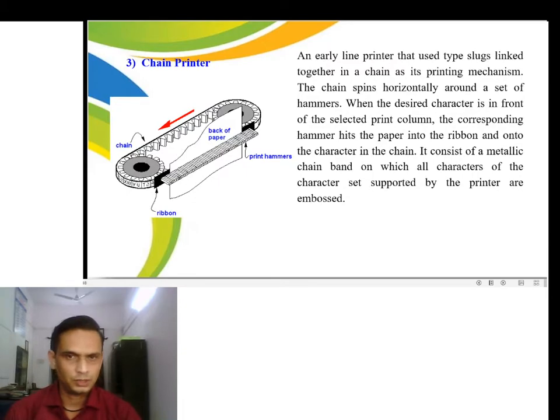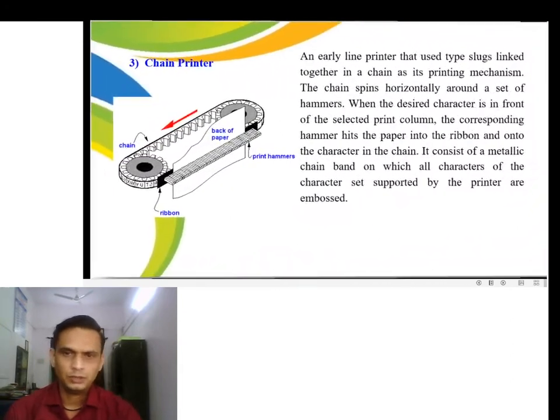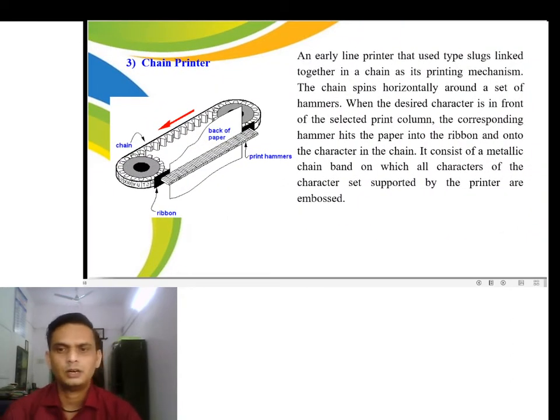Third one is the chain printer. Same as the daisy wheel printer, the print hammers are available between the ribbon and the page. The print chain moves horizontally around a set of hammers. When the desired character is in front of the selected print column, the corresponding hammer hits the paper into the ribbon and onto the paper. It consists of a metallic chain on which all characters of the character set supported by the printer are embossed, opposite the print hammer.